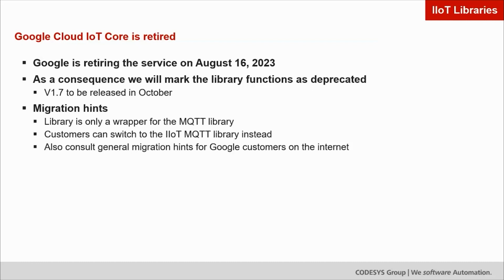As a migration hint, we can generally say that our Google IoT library is only a very thin wrapper for the MQTT library, which is also contained in the IIoT libraries of CODESYS. So customers can switch to the MQTT library instead for sending data to a new service, and general information about alternative services to the now retiring Google service can be found on the internet on any site regarding this topic.